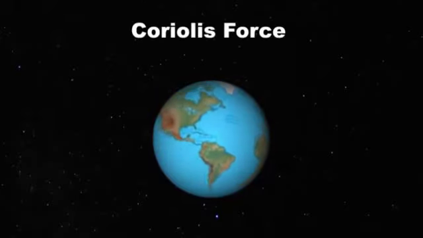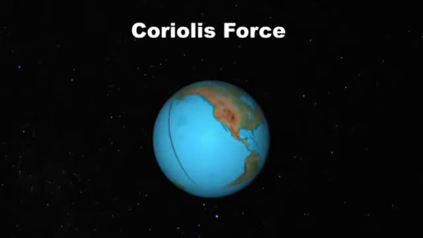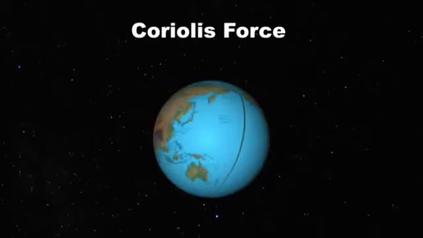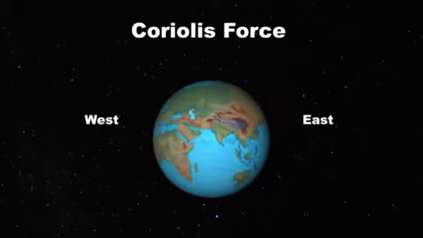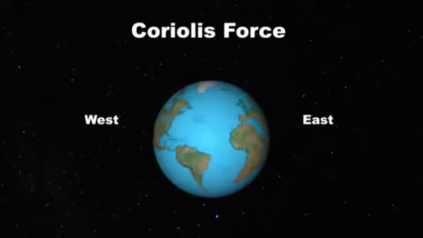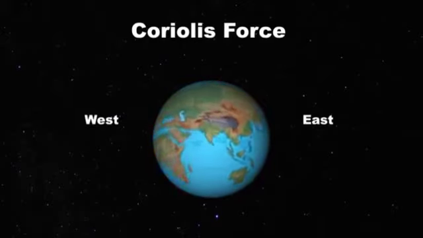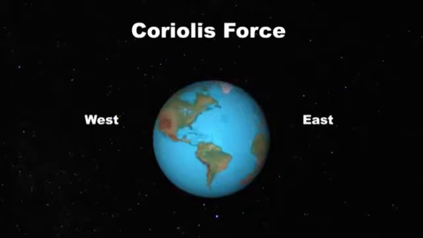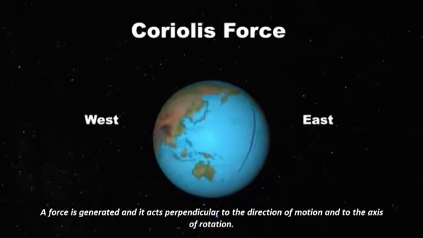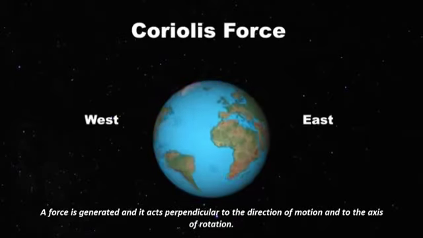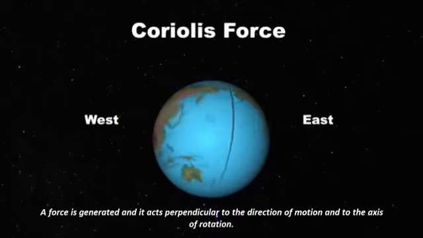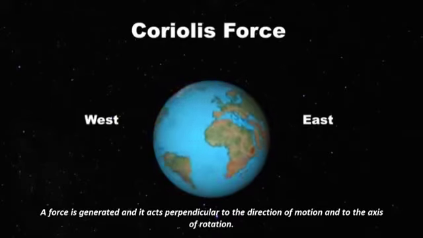It's called Coriolis force. The Earth rotates towards the east, and that's why the sun, moon, planets and stars all rise in the east and go towards the west. Anyway, due to the rotation of the Earth, there is a force that is generated and it acts perpendicular to the direction of motion and to the axis of rotation.